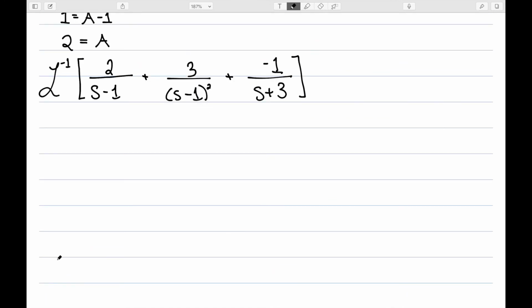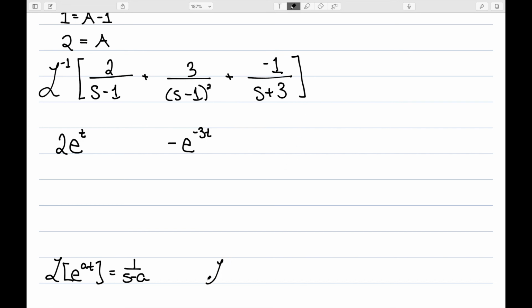So now I need to take this inverse transform, and I'm going to need to use two facts for this. The first is that the transform of e to the at is 1 over (s minus a). So this first term here will be 2 times e to the t, since in this case a would be equal to 1. The second term doesn't quite match that, but the third term does. So I'm going to leave some space. This would be minus e to the minus 3t, since in this case a would be equal to negative 3.